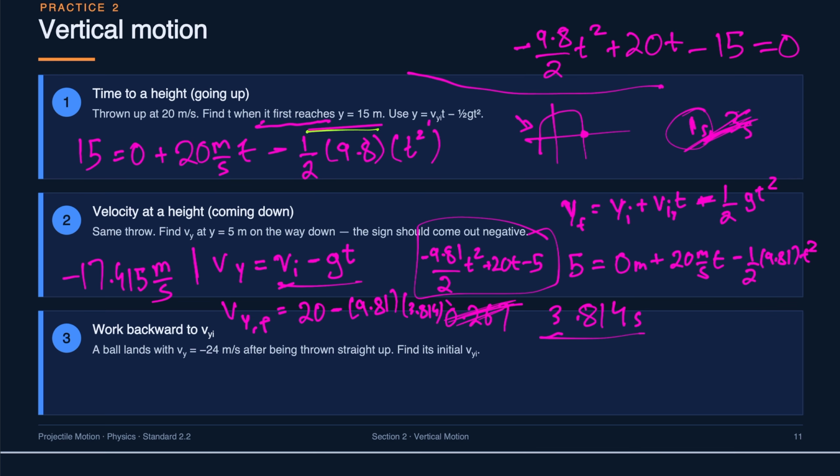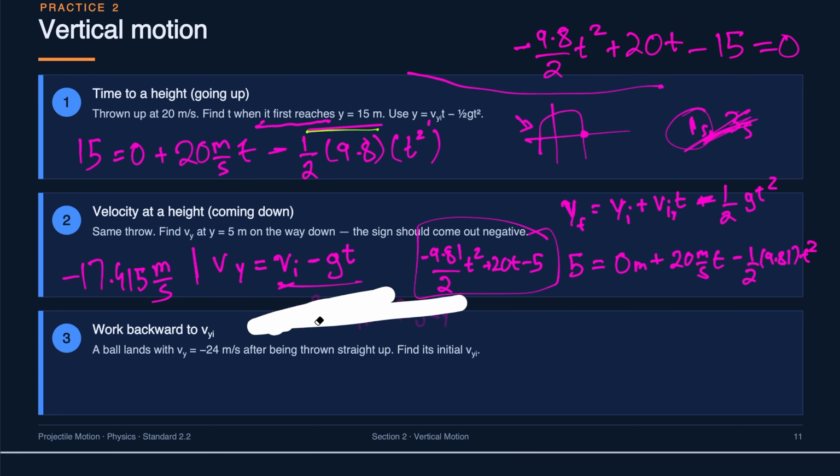Now there is another way you could have done it. You could have probably used Vf squared is equal to Vy initial squared minus 2g delta y. But that one is just more plug and chug. This time I want to show you how you can use two projectile motion equations to find the same thing. Okay?